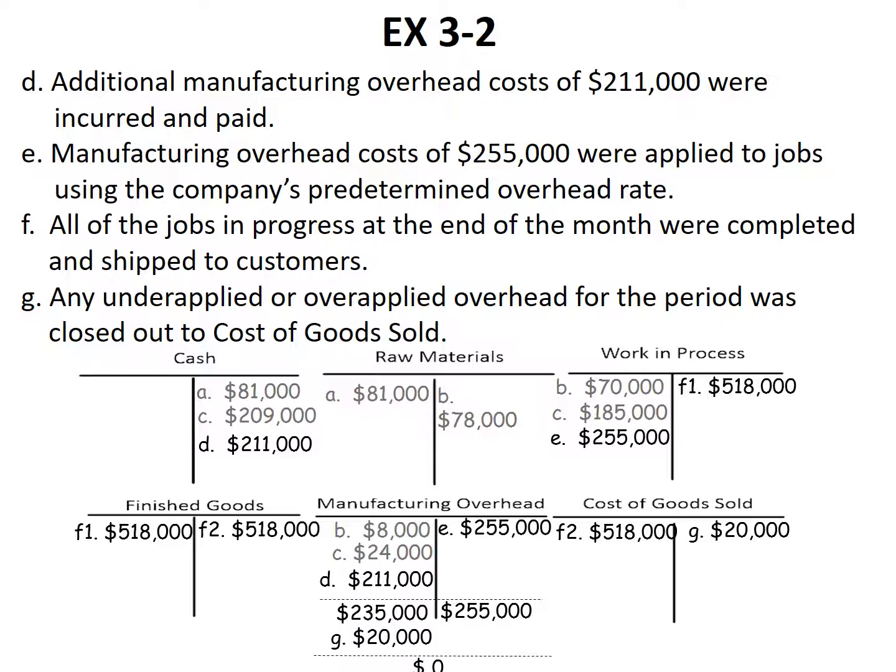Now, the last requirement in the problem says compute what cost of goods sold is going to be for the month of May. Well, that's simple now because we have $518,000 worth of debits and $20,000 worth of credits. When we net the debits and credits together, we have a balance of $498,000 in cost of goods sold. So that would be the total cost of goods sold for the month, $498,000.